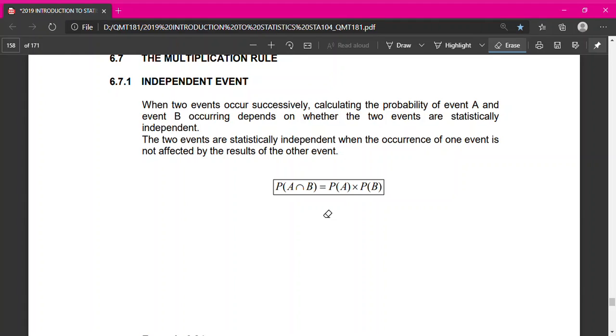Okay, so nak check whether the two event is independent or not, kita gunakan this formula saja. Okay, kena check probability of A intersect B tadi. Okay, adakah sama bila kita multiplykan probability of A darab dengan probability of B? Kalau kita dapat left hand side dengan right hand side ni sama, so kita boleh katakan A and B are independent event. Kalau tak sama, not independent event.